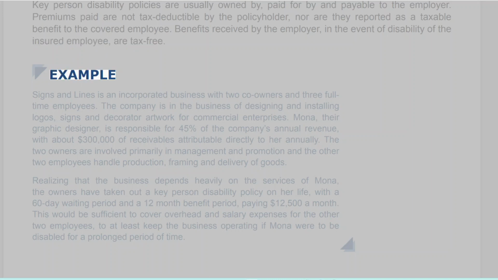Example: Signs and Lines is an incorporated business with 2 co-owners and 3 full-time employees. The company is in the business of designing and installing logos, signs, and decorator artwork for commercial enterprises. Mona, their graphic designer, is responsible for 45% of the company's annual revenue, with about $300,000 of receivables attributable directly to her annually. The 2 owners are involved primarily in management and promotion, and the other 2 employees handle production, framing, and delivery of goods.